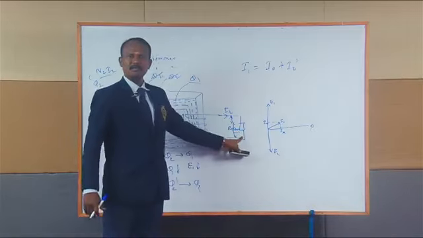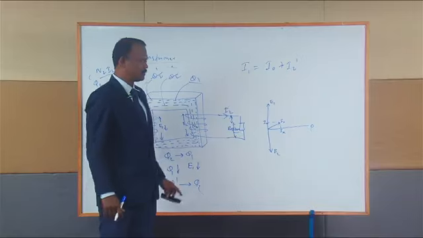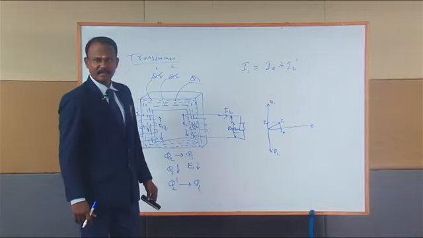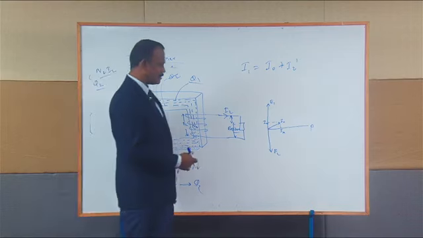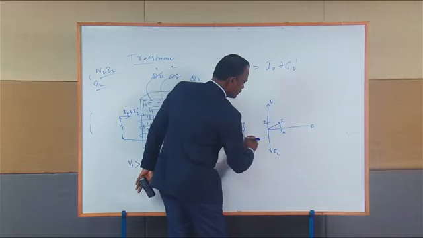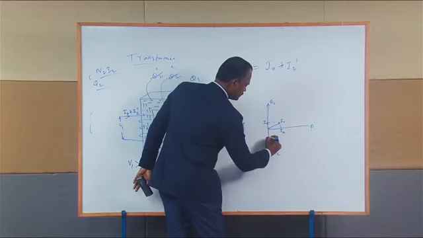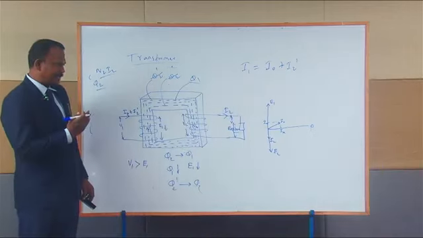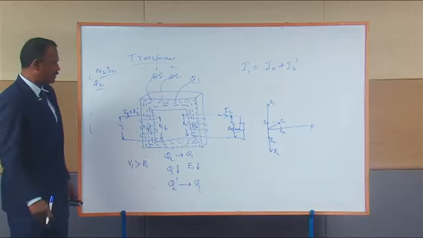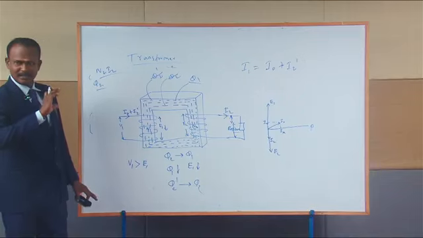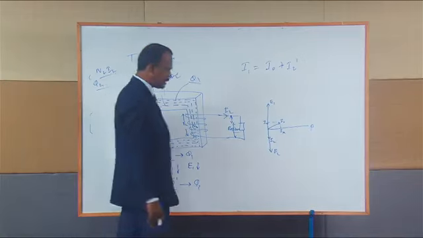Now tell me, I connect the resistive load, which is absolutely fine. What is the nature of the current I2? The current I2 is trying to be in phase with the voltage, right? Now let's take my I2 dash. I2 is the secondary current. It is aligned in phase with E2. Then what is I2 dash? I2 dash is equal in magnitude, but it is in the opposite direction.